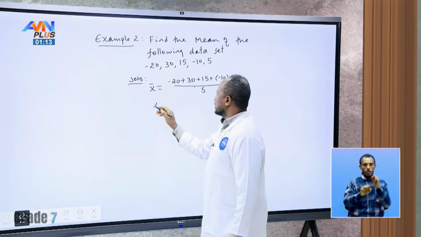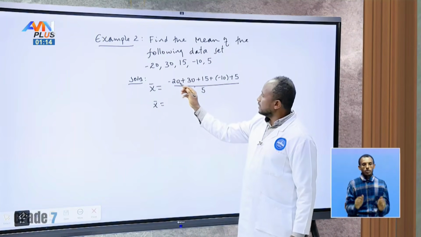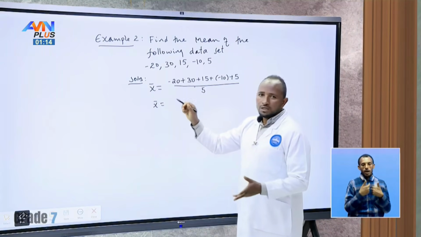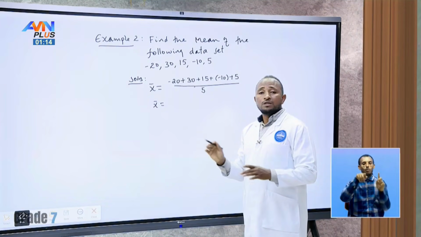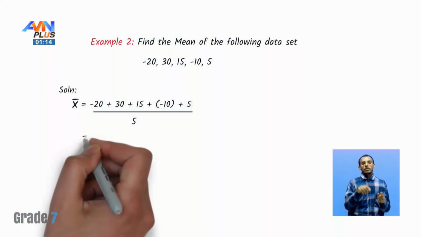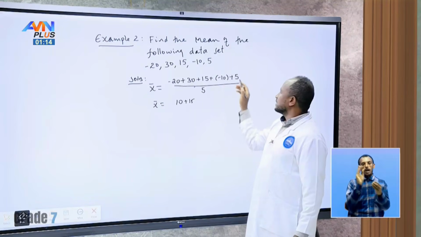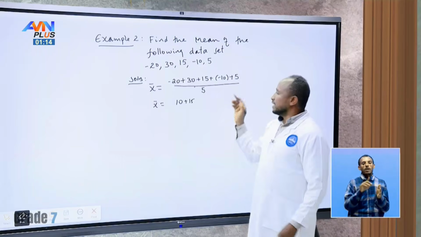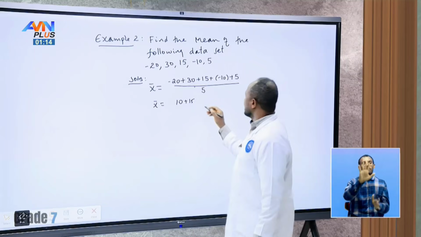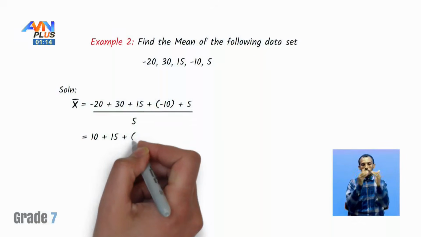So you divide this by 5. Let's add the first two, negative 20 plus 30. Here we have 20 negative and 30 positive, so the 20 negative cancels out and you have only 10 positive. So the sum of these two is positive 10, plus 15. Let's add these two again, negative 10 and 5. Here you have 10 negative and 5 positive, so the sum will be 5 negative.